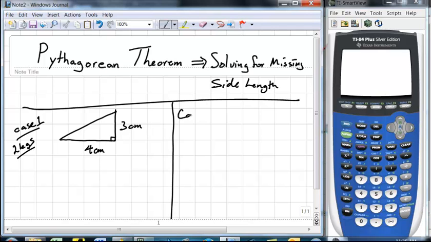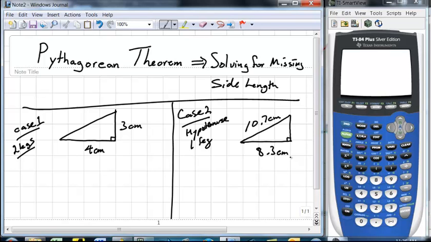And case two is where we're given the hypotenuse and one leg. For example, this time, when we have our right triangle here, we know the hypotenuse, maybe it's 10.7 centimeters, and we know one leg, like 8.3 centimeters here. Okay, let's see if we can work through these using the Pythagorean Theorem.